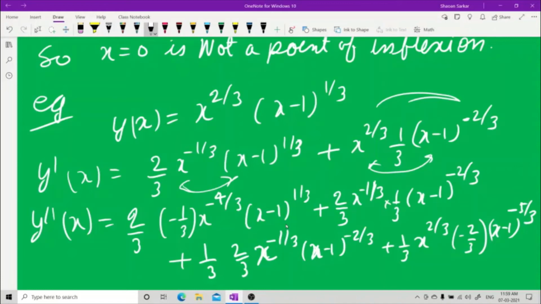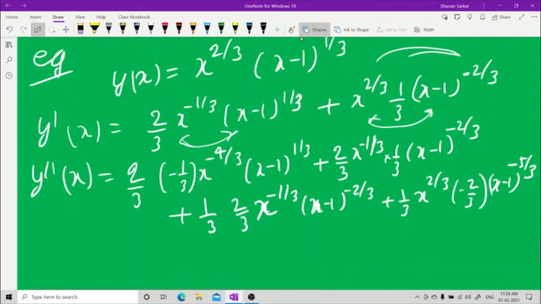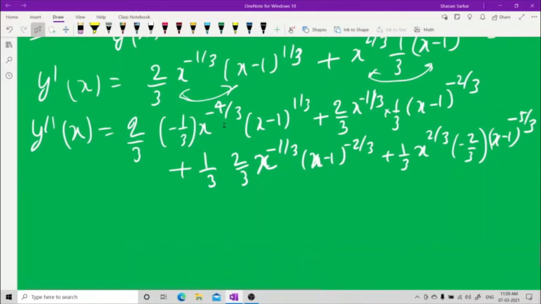Now, what you can do in this, if you try to take the term x to the power of 1 by 3 and all this, listen, this is the way it is easier. Let us see y double dash x. How does y double dash x behave? So let us solve this y double dash x.